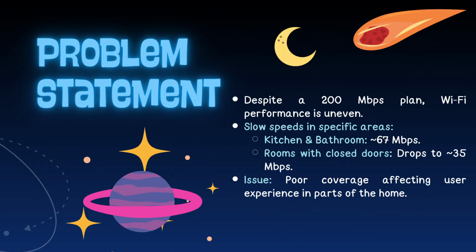Okay, next is the problem statement. Despite subscribing to a 200 Mbps internet plan, the network experiences performance inconsistencies. Specifically, areas like the kitchen and bathroom only achieve speeds around 67 Mbps, which is significantly lower than the subscribed rate. Furthermore, in bedrooms with closed doors, the speed can drop even further to approximately 35 Mbps. This indicates a clear issue with poor coverage affecting user experience in parts of the home.